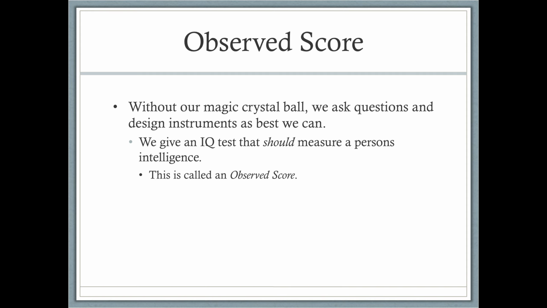When you're working with a couple and you want to see how strong is their relationship, you give the relationship assessment scale, and it gives you a number. And that number is, I don't know, let's say it's a 10 out of 15, so pretty good. That's the observed score. That's what you have to work with.